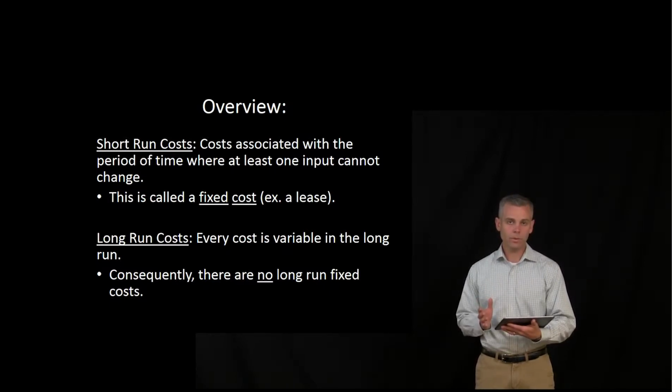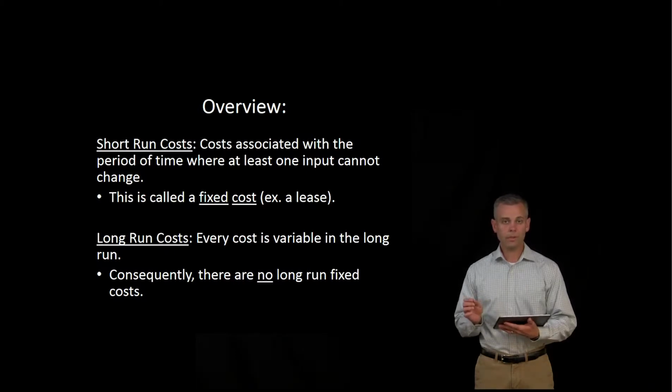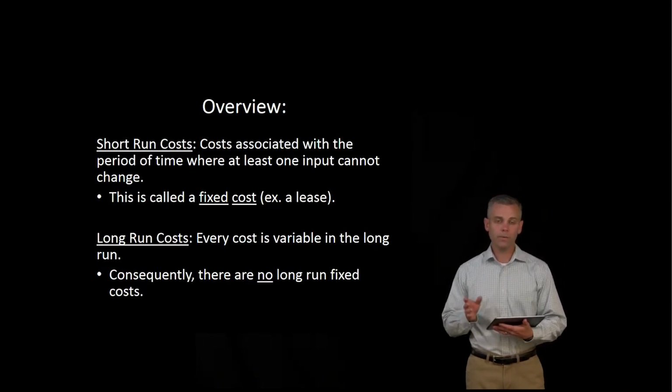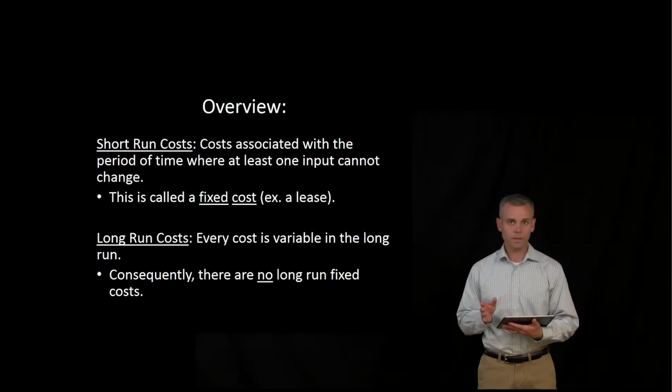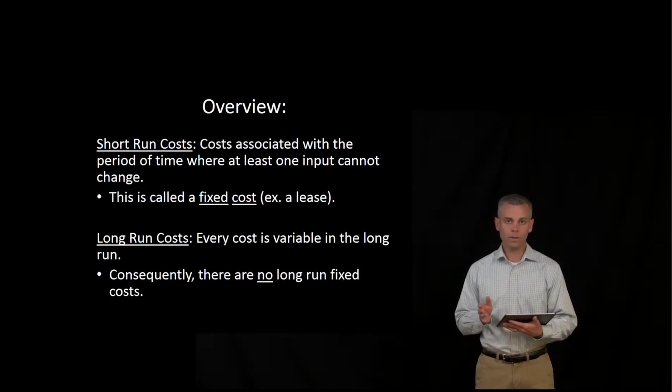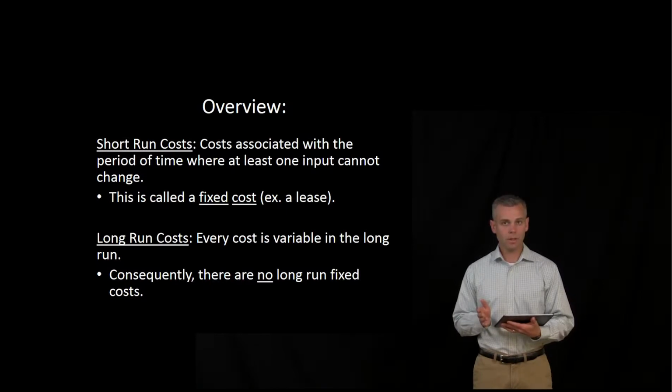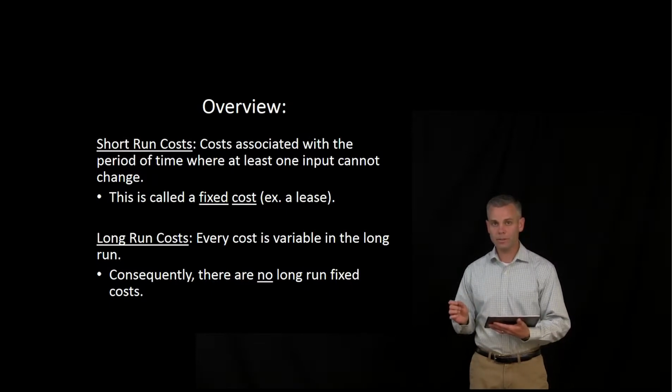The biggest difference between a short-run cost and a long-run cost is that in short-run costs, at least one input, which is what we're calling a cost, is going to be fixed. So let's take the example of a lease for a moment. If we have a lease, generally speaking, a lease is signed for a term of months or years. If we sign a 6-month lease, for that 6-month period of time, that is a fixed cost. We have to pay the same amount every single month.